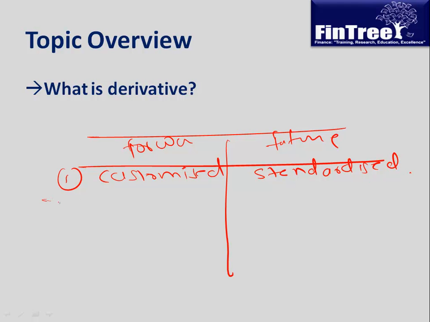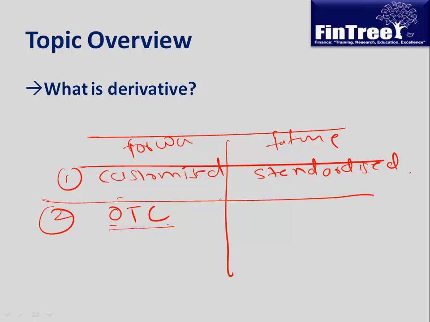The second major difference is that forward contracts are called OTC contracts. OTC means over the counter. What over the counter means is that when two people sit together and negotiate the terms of the contract, these are called contracts which are signed over the counter. Whereas future contracts are required to be bought and sold through that institution, and therefore these contracts are called standardized contracts.